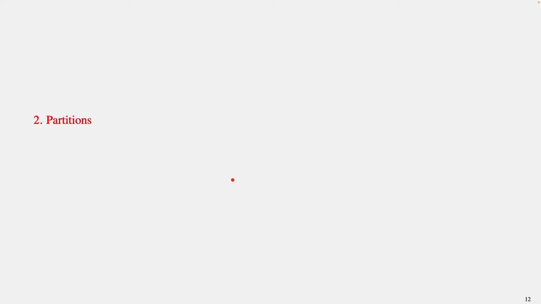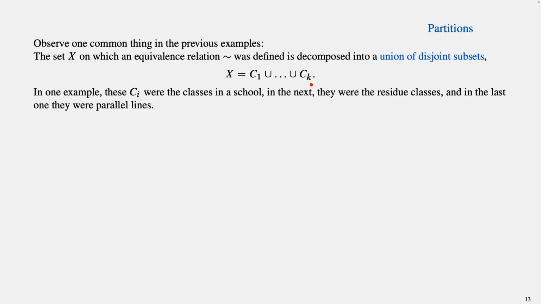And that brings us to part 2, partitions. So there's one common thing to observe in the previous examples. The set X, on which the equivalence relation was defined, is decomposed into a union of disjoint subsets. X equals C1 union and so on, union CK. So whatever these subsets were could differ from example to example.